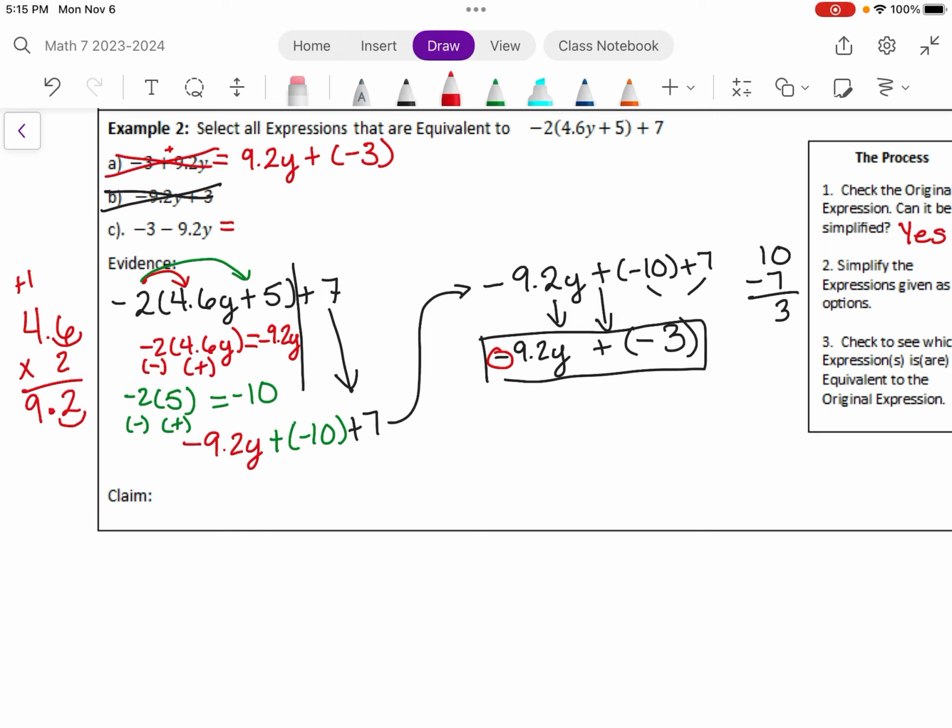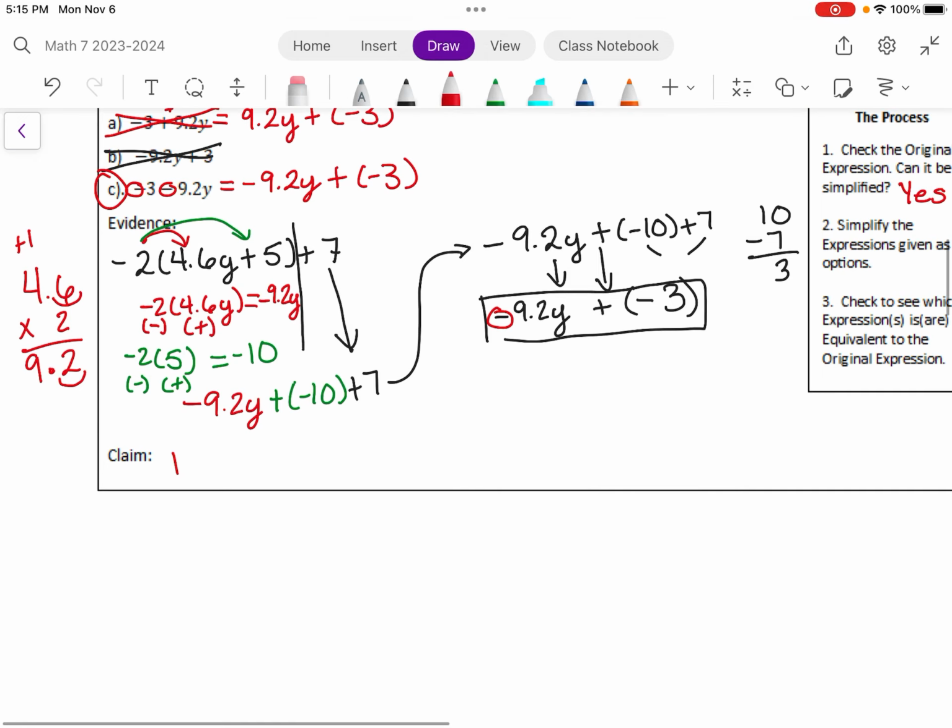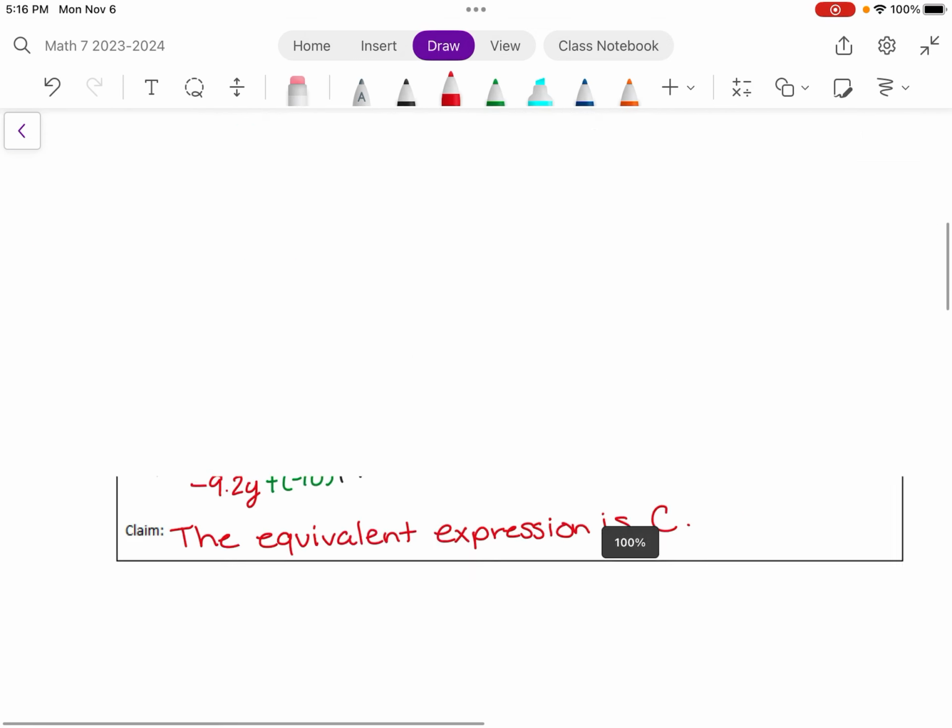Last one to check is negative 3 minus 9.2y. Moving this over, I got negative 9.2y plus negative 3. This is a negative and this is a negative. Okay, this does look like my original, so that is my option. This tells me that my claim is going to say my equivalent expression is C. And that is it.